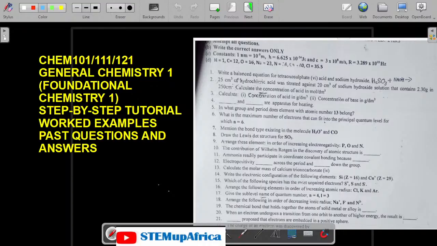Okay, so how do we get the concentration of the acid? To get it, we need to first of all get the concentration of the base. Without the concentration of the base, you cannot get the concentration of the acid, because the data of the base was given, 2.3 grams in 250 cm cube. So let's get the concentration of the base.